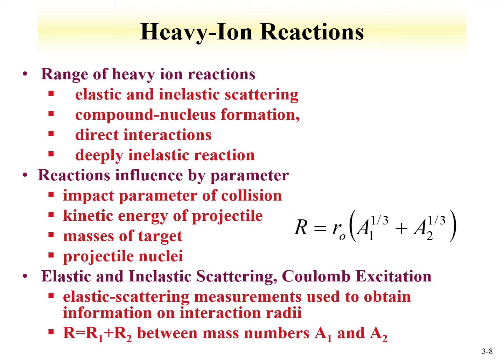It's a function of the radius. It's also influenced by the kinetic energy of the projectile, the mass of the target, and the projectile nuclei. The masses of the target and projectile nuclei are going to have an influence on the Coulomb barrier. So you can get information about probabilities or behaviors from scattering and Coulomb excitation based upon the radius information, which comes from the mass of the projectile and the mass of the target.